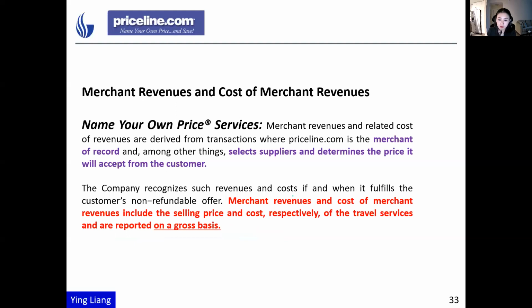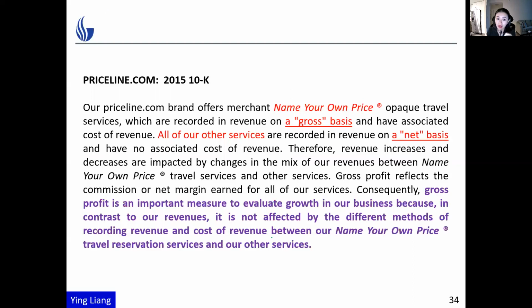Here is what they disclose. They said for their Name Your Own Price service, they are using gross accounting. All of these are reported on a gross basis. So that means they're going to report 450 in revenue, 100 as expense, and then get to the net income. In fact, they only do it for their Name Your Own Price service. For all the other services at Priceline, they are using the net basis because they think for the other services, they are mainly doing the agent part, but for Name Your Own Price, it's not agent anymore.